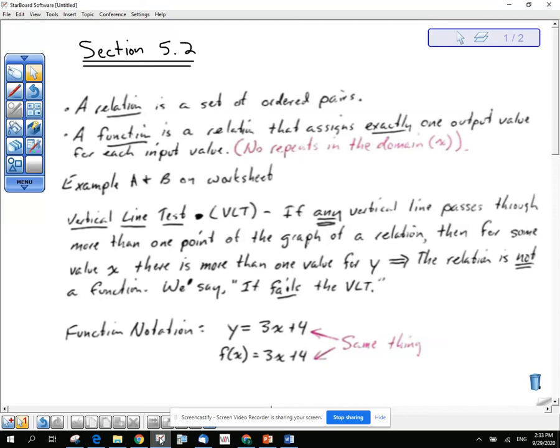Algebra 1, Section 5.2, identifying relations and functions.